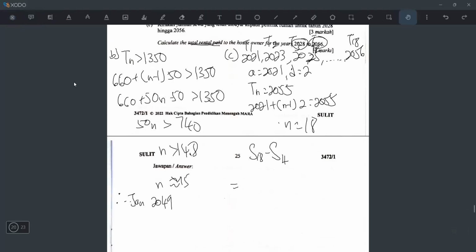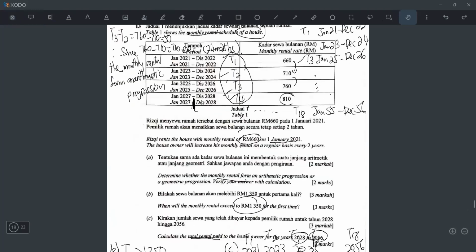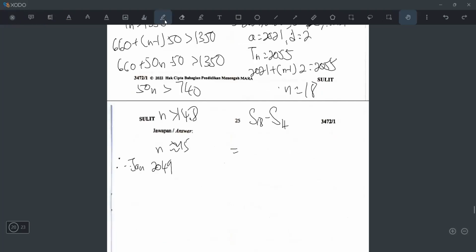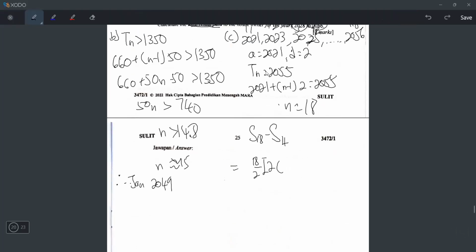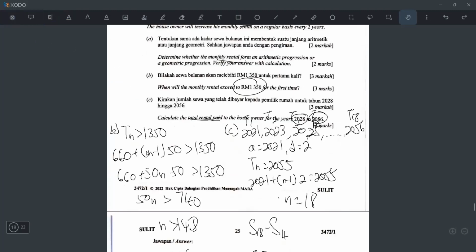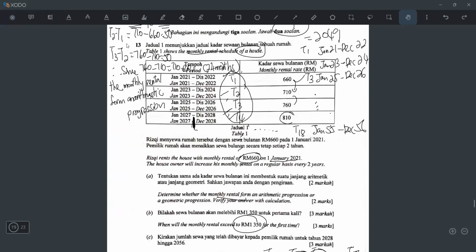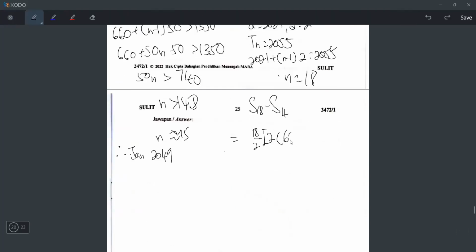But this is not the final answer yet, because once you minus, you still have to plus with the 12 months here, right? So how to get S18? N over 2, so 18 over 2, and then 2a plus n minus 1 d. That's the formula. So the a is, okay, the a is not this. It's not 2021, because that's the year. The a must be 660, and then plus n minus 1, which is 17, times with the d. The d is 50, right?